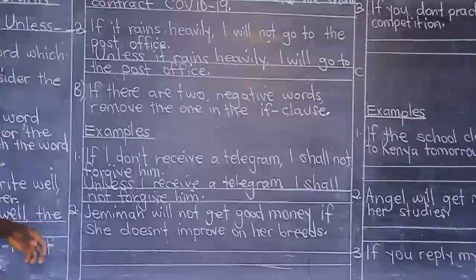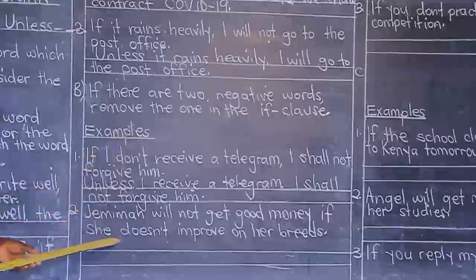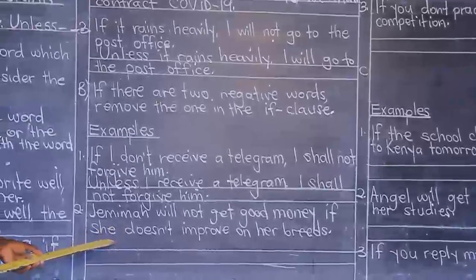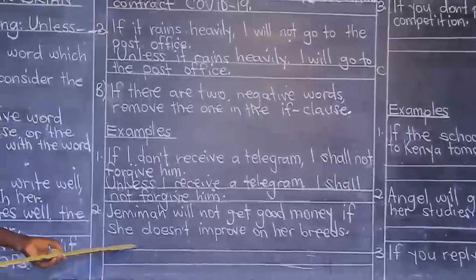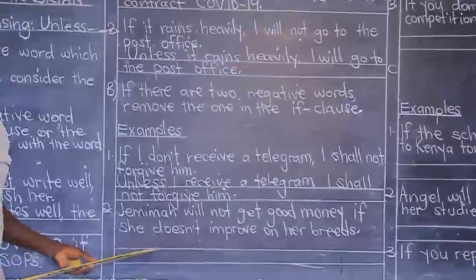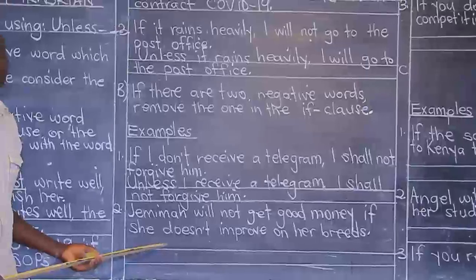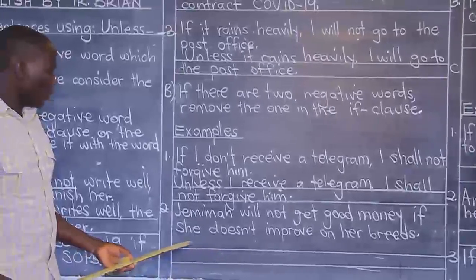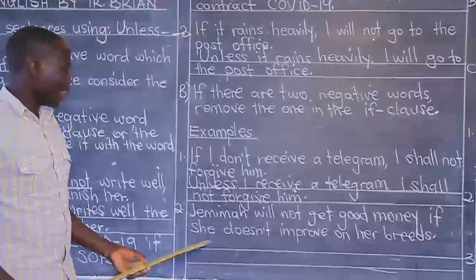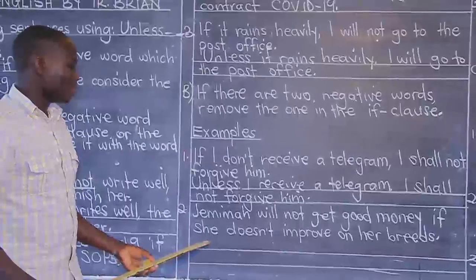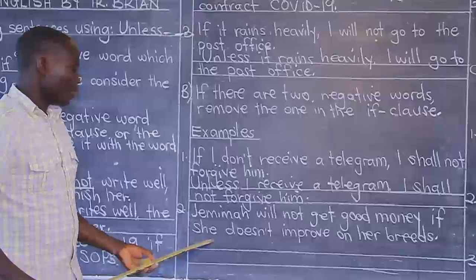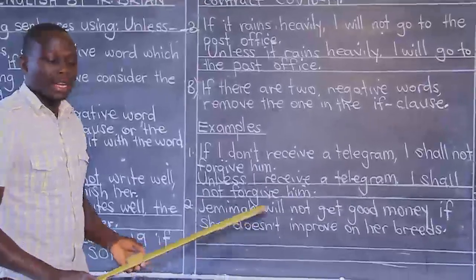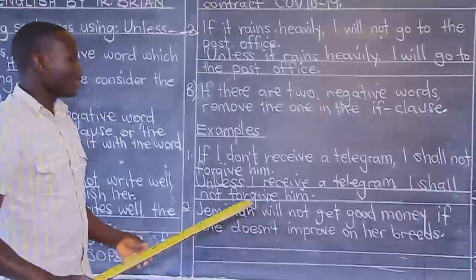Let's look at number 2 very fast. Still the same rule. We are saying Jemima will not get good money if she does not improve on her breeds. Whether it's a breed, I don't know which breeds here. It can be piggery, can be the dairy cattle. Mention it, okay? What do we do if you have to begin with unless? We shall say, unless Jemima improves on her breeds, she will not get good money.